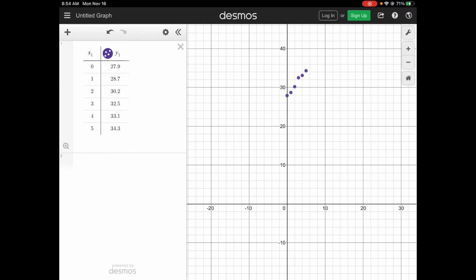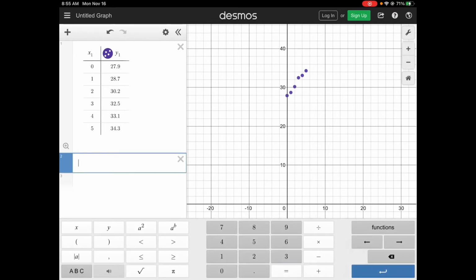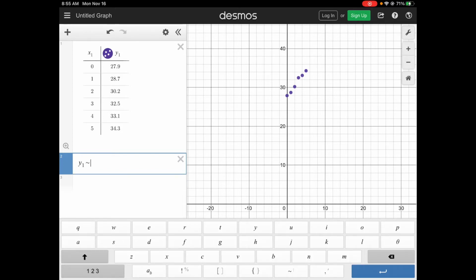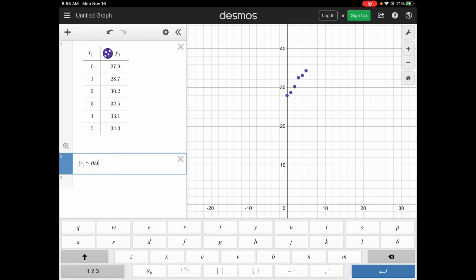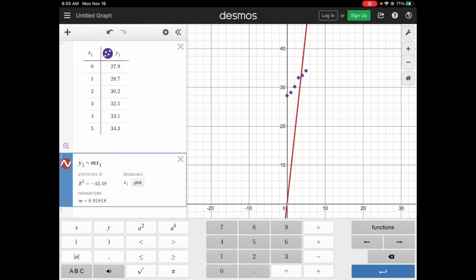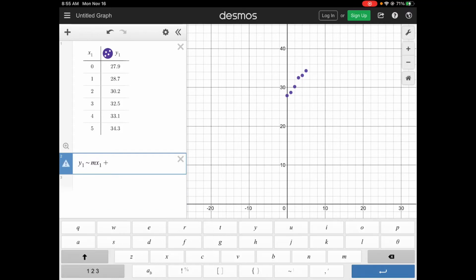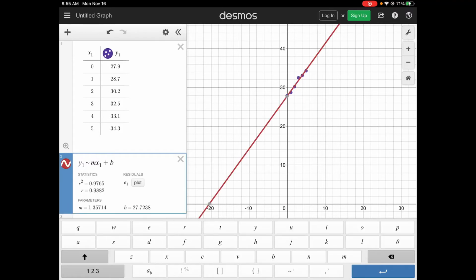I look at this graph, it looks pretty linear, and so our scatter plot tells me that we can use linear regression. And so to get our linear regression, again, we're going to type Y1. Remember, the key now is to use the approximate sign. And then we want M, X1, because again, we're pulling from the X1 values, plus B. And here we get our line of best fit.